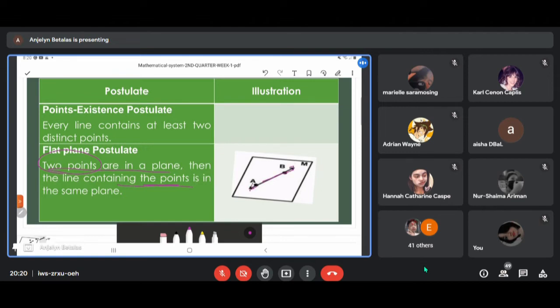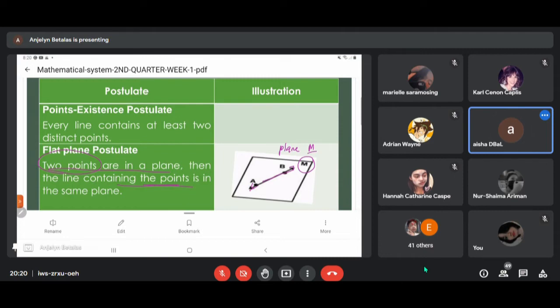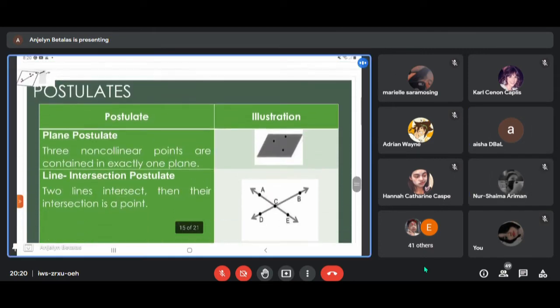So it is clear: if the two points are in the plane, the line through them is also in the plane. They are in the same plane, which is plane M. By the way, you can name a plane using one letter. The letter at the side does not represent a point, so you can name the plane M. Okay? Any questions? Yes. Okay, another postulate.